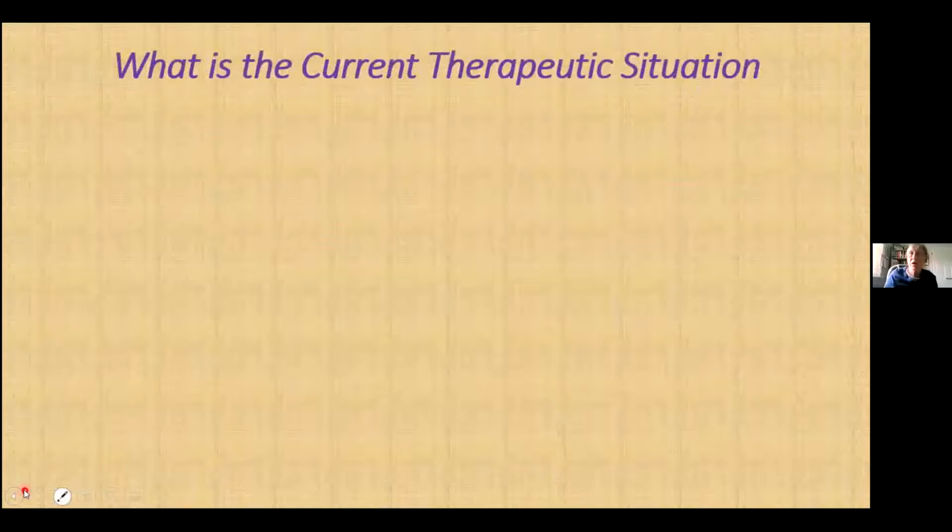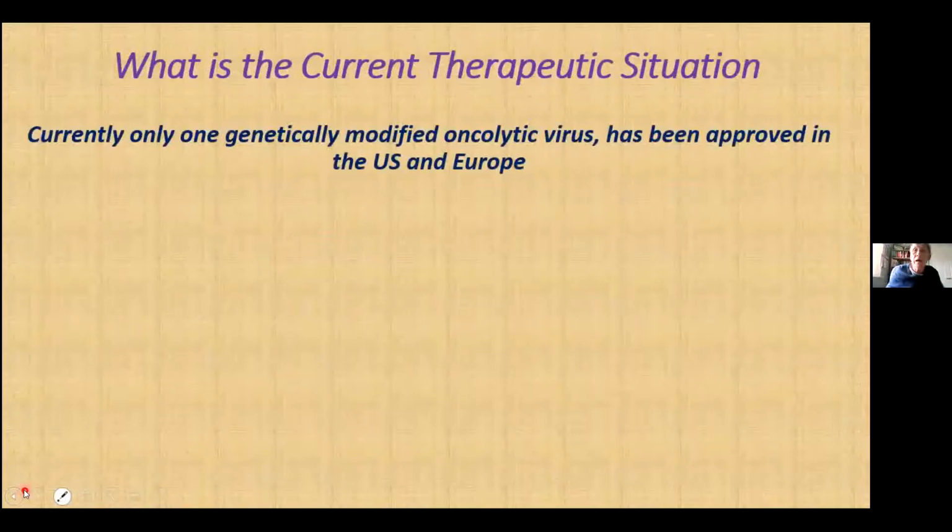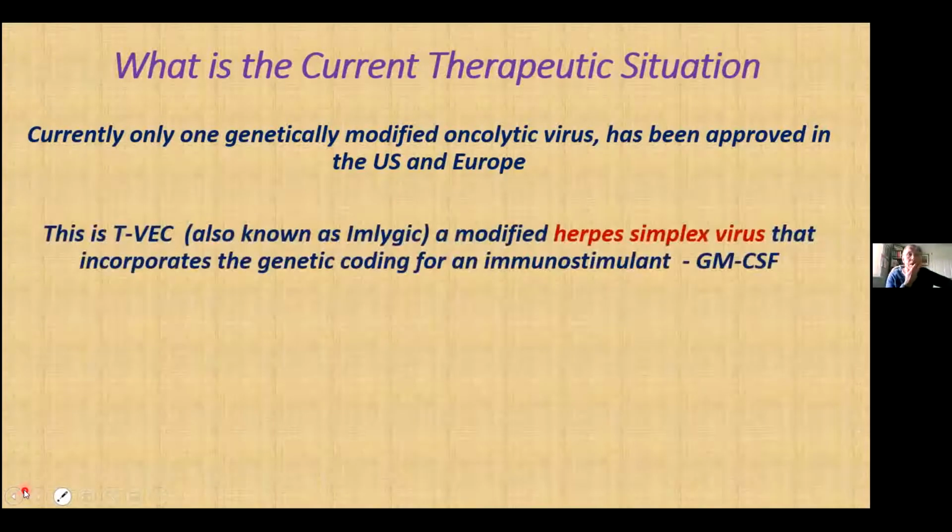So how does that leave us in terms of the current therapeutic situation? This seems like a very brave new world, but what are we doing in practice? Are there any out there at the moment that are being used other than in China? Well, currently, there's only one that's been approved by the regulators of America and Europe. This has got the magic name TVEC, also known as Imlygic, and it's a modified herpes virus, and it incorporates the genetic code for an immunostimulant.